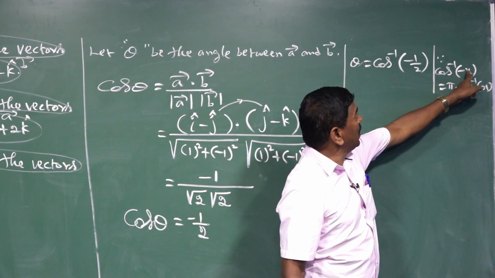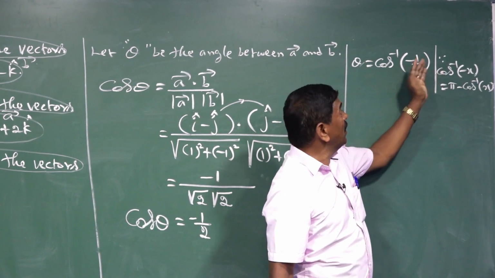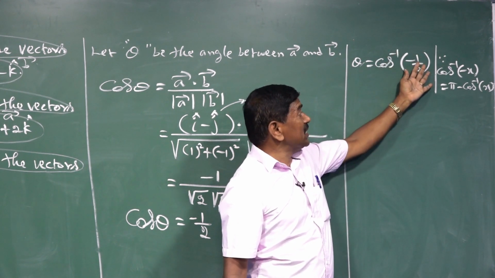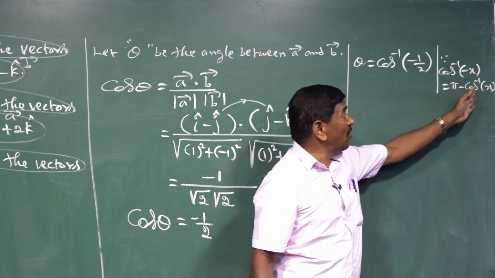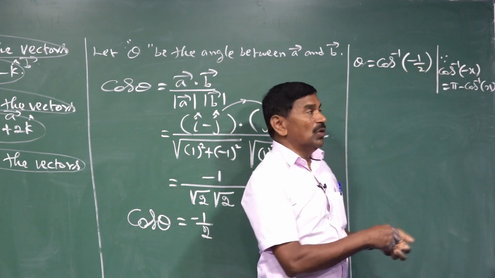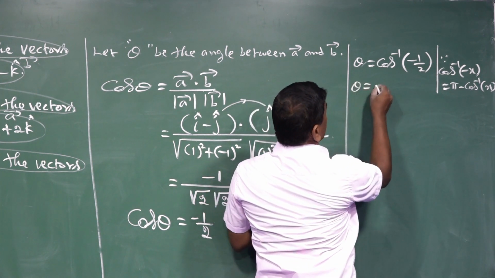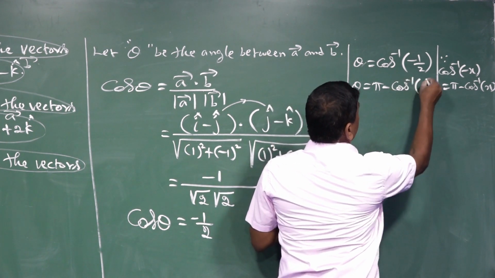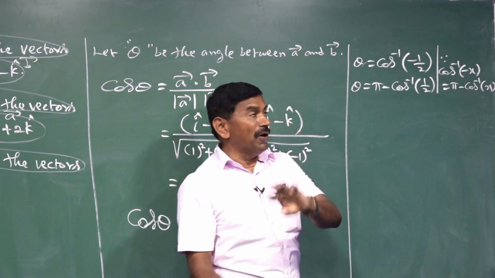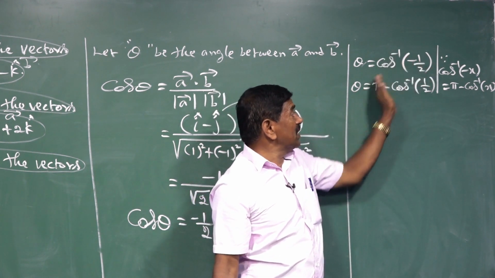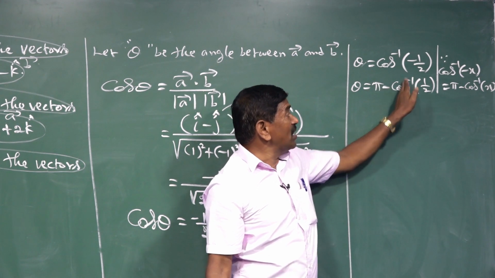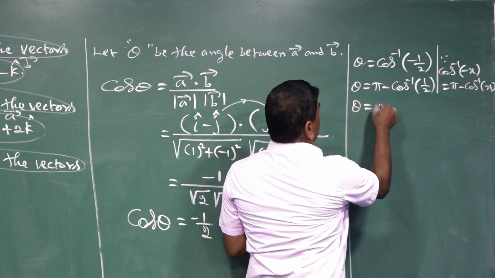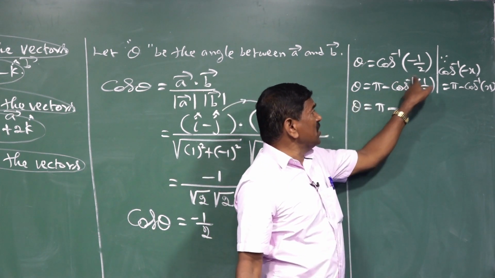Here, x is equal to 1 by 2. So it is of the form cos inverse of minus x. Cos inverse of minus x equals pi minus cos inverse of x, where x is equal to 1 by 2. Okay, use the formula. Very good. Theta is equal to pi minus cos inverse of 1 by 2. Remember the formula. Hereafter, that is, theta is equal to pi minus. What is cos inverse of 1 by 2?